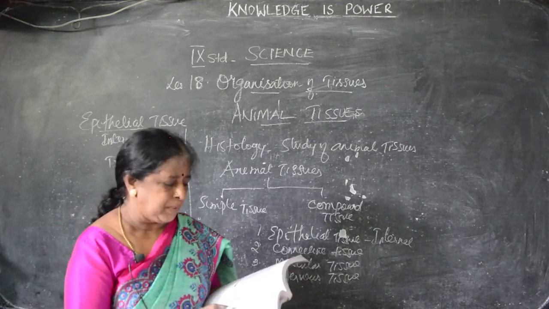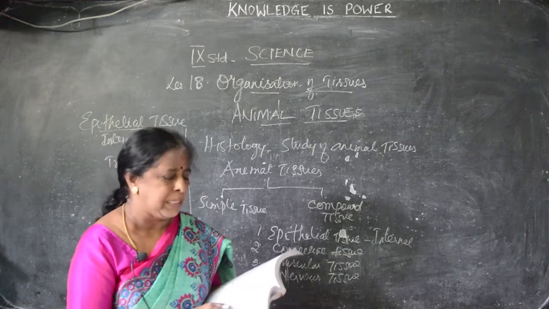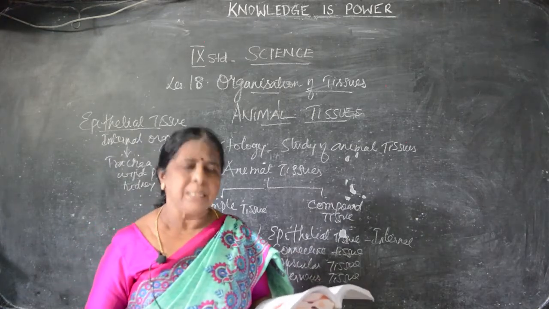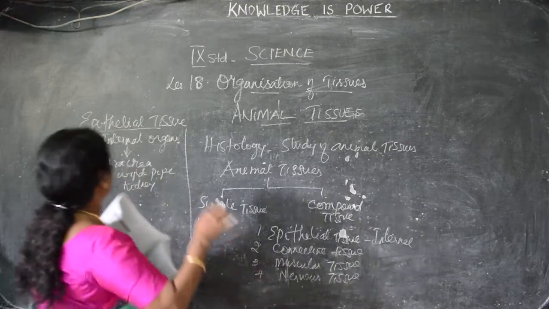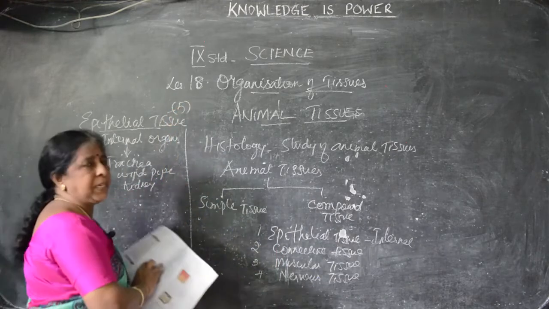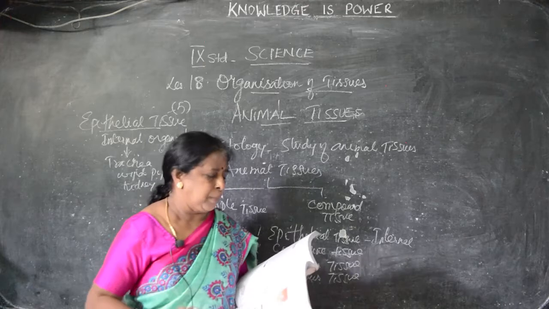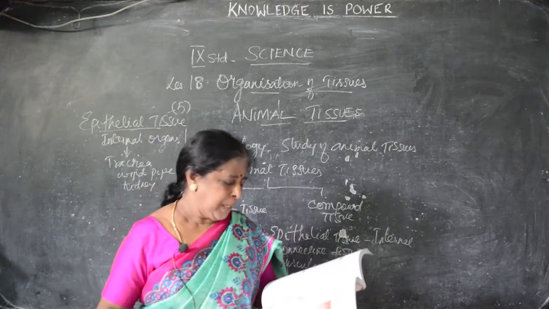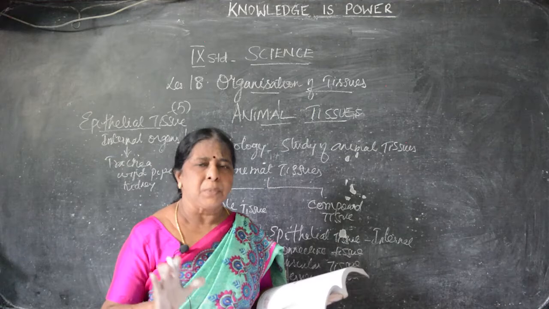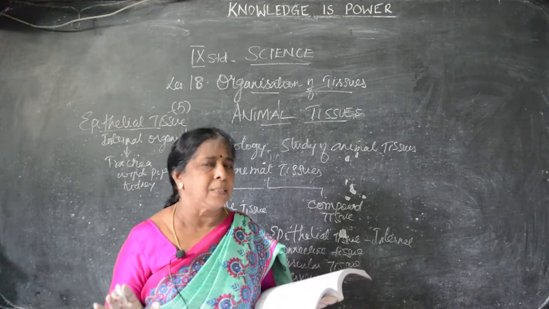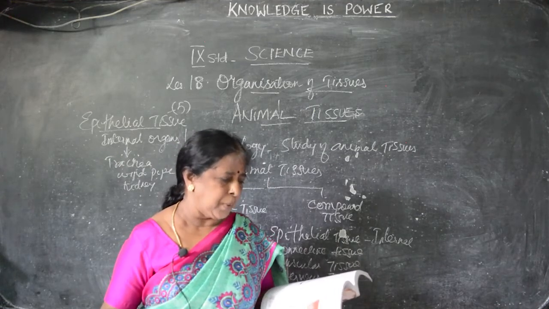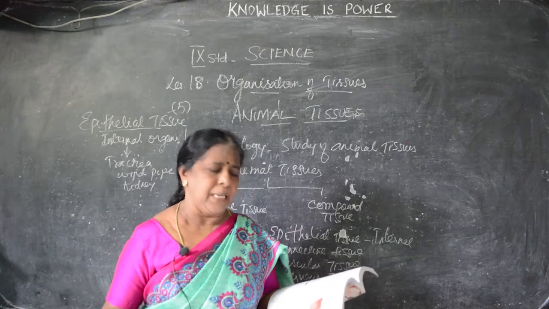Then epithelium, further we can divide them into kinds: squamous, cuboidal, columnar, ciliated, glandular. Epithelium alone, how many kinds of tissues are there? 5. What are the 5 kinds of tissue? First one is squamous, then cuboidal, columnar, ciliated and glandular. The only thing you must know is how many kinds of epithelial tissue: 5 kinds.